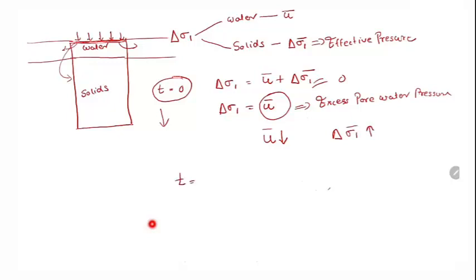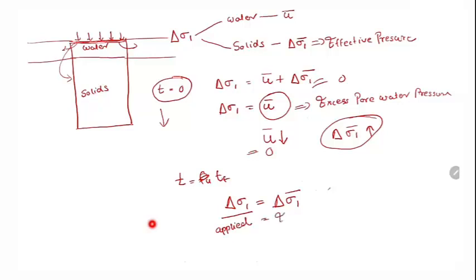At time t equal to Tf, the entire pressure is shared by solid particles only. Hence, the value of U bar becomes equal to 0, and delta sigma 1 becomes equal to delta sigma 1 bar. Hence, the total applied pressure becomes equal to the effective pressure. So, as time progresses, the effective stress increases and the volume of soil decreases.